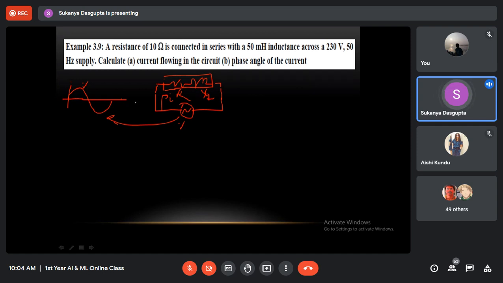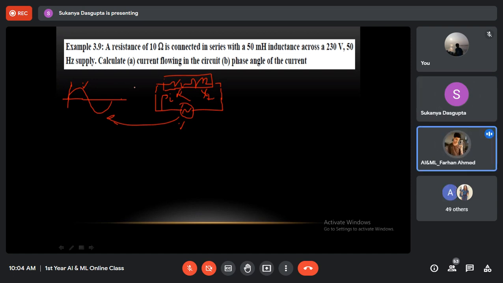The current starts flowing. Can anyone tell me, from the concept that you have understood in the previous classes, how this current will be drawn in the same axis? Ma'am, leading. Leading. Any other answer? Current will be lagging, ma'am. Lagging by pi by 2. So current will be lagging by pi by 2. Okay, let me draw the circuit.